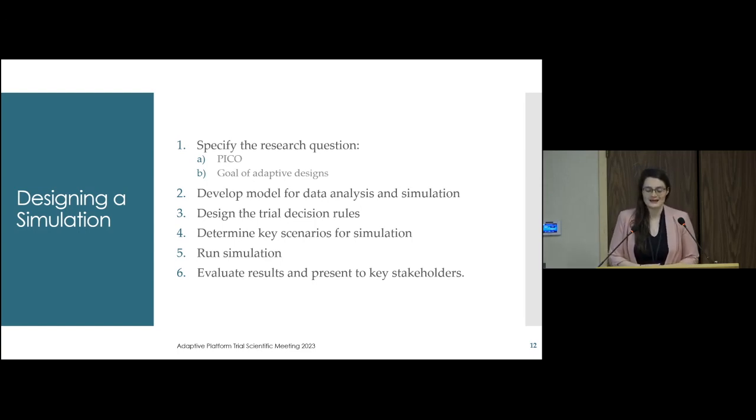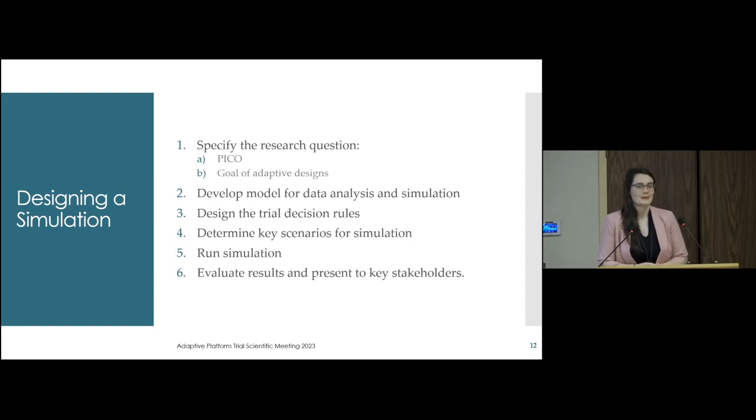But I always think that it starts, perhaps in all research, with specifying the research question. I need to know from the clinical team, what is the research question? Population, interventions, comparator, outcome. There's nothing that you can do in a simulation-based design without knowing those key pieces of information. And additionally, I need to know the goal of the adaptive design.